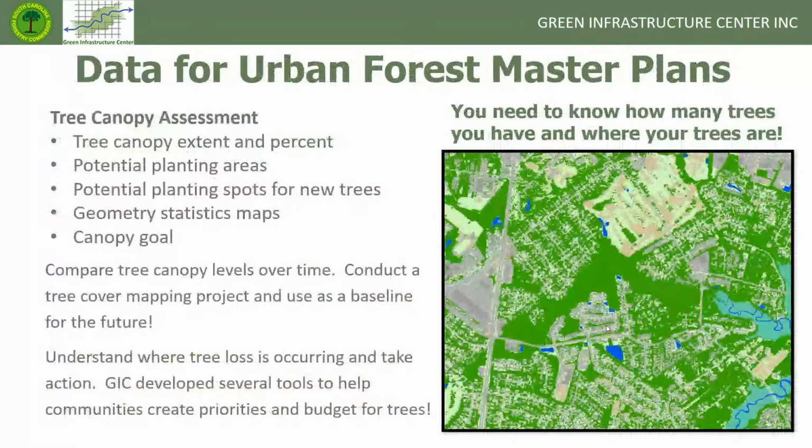And I'm just going to quickly go through data. We really want to encourage communities to have data to inform their plans. And so the data that you really want to have in place for an urban forest master plan is a tree canopy assessment, where you're looking at extent and percent of tree canopy, along with potential planting areas and planting spots. And conducting this analysis will give you a baseline so that you can analyze in the future whether what you're doing is having the impact that you hoped.